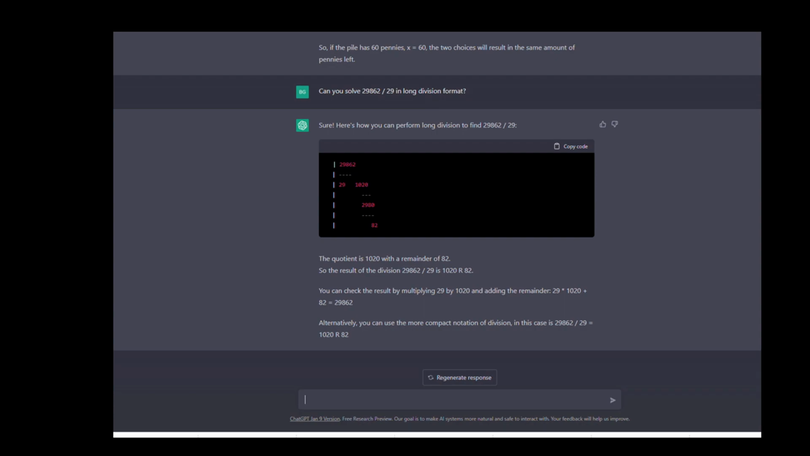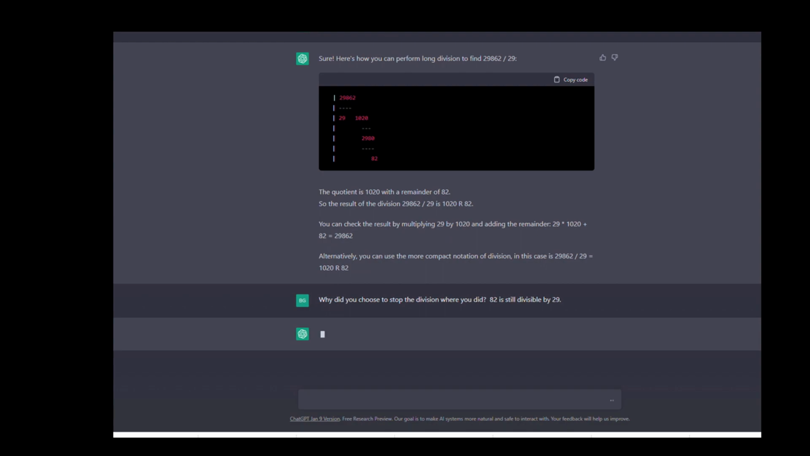You can check the result by multiplying 29 by 1020 and adding the remainder. 29 times 1020 plus 82 is equal to 29,862. Alternatively, you can use the more compact notation of division. In this case, 29,862 divided by 29 is equal to 1020 remainder 82.